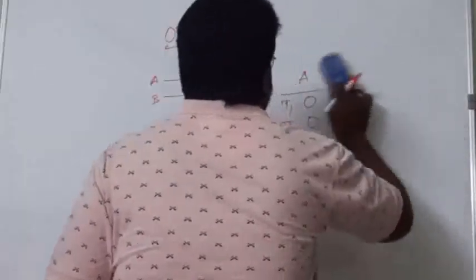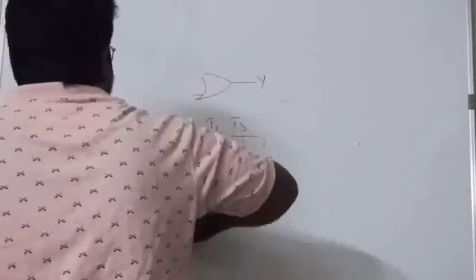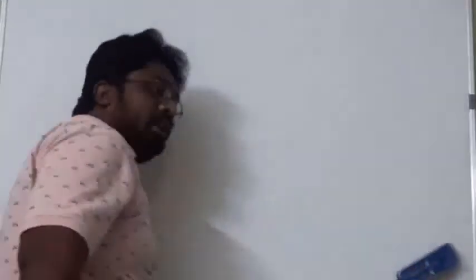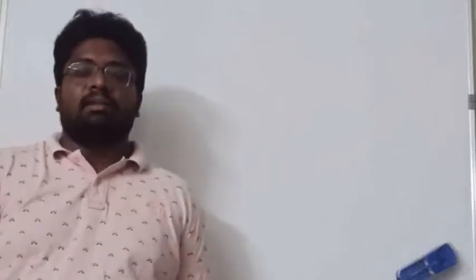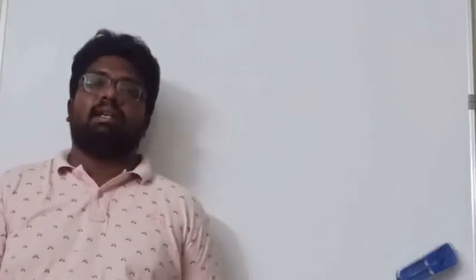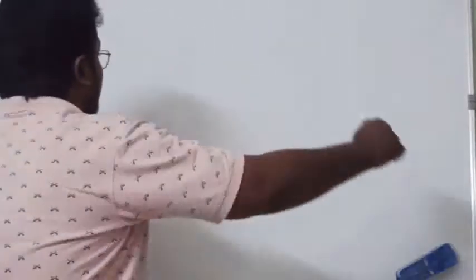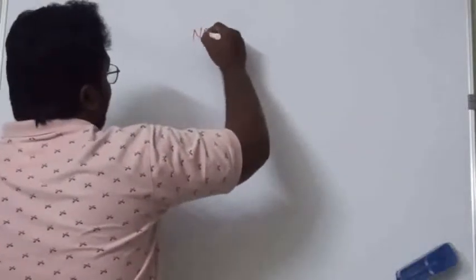So this is about the OR gate, and the next gate is that we will be moving to the universal gates. So the basic gates we have seen are the NOT gate, AND gate and the OR gate. So the universal gates are the NAND gate and NOR gate. So coming to the NAND gate.